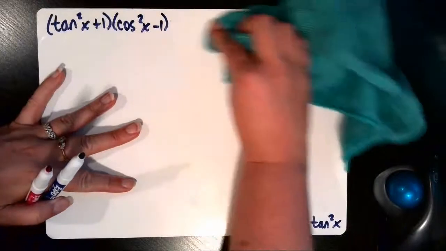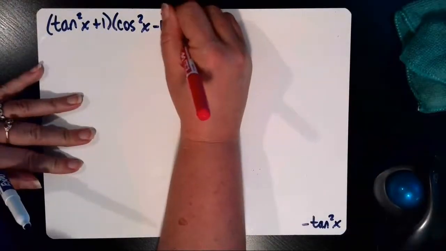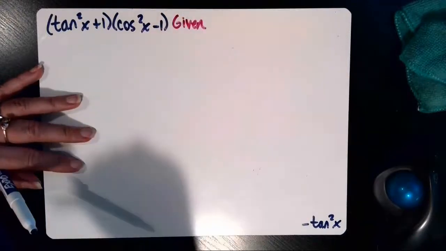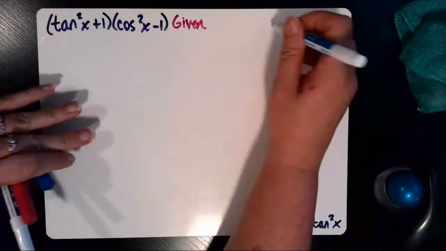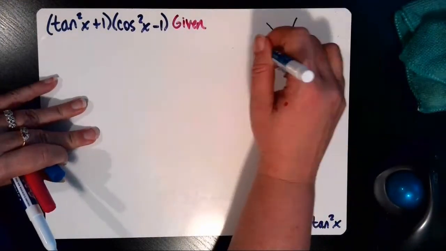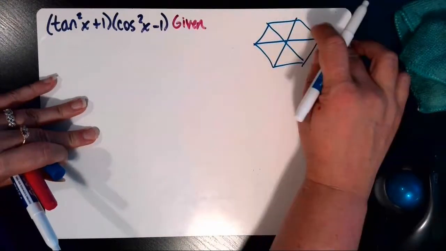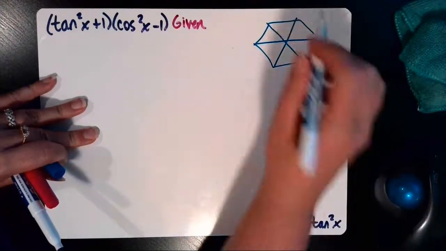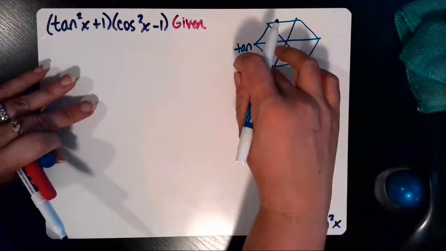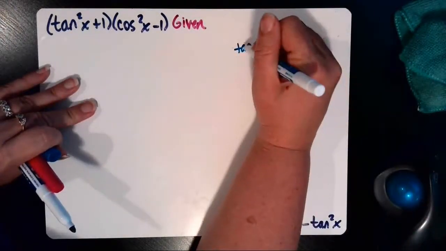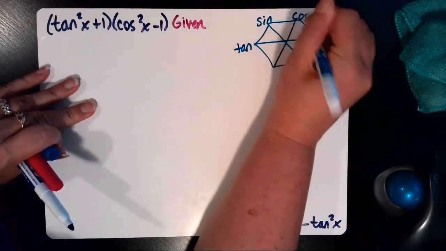And I'm going to use this left-hand side as the more complicated side. That's going to be my given information that I start with. Okay, then I'm going to make myself the Trig Identity Hexagon to recall those fundamental identities that are so useful when verifying larger identities. So we start with tangent here on the left corner and then use the quotient. So tangent is the quotient of sine over cosine.